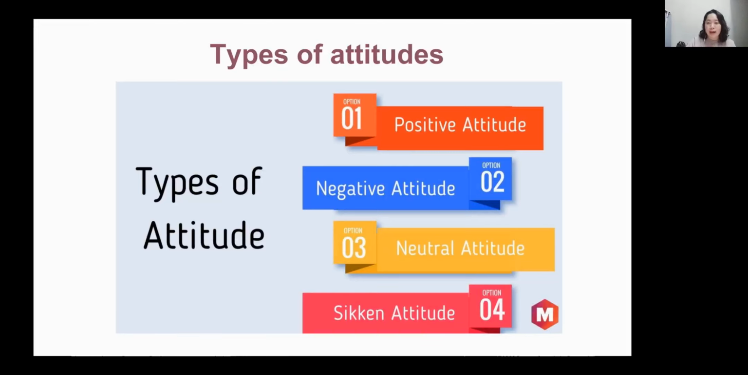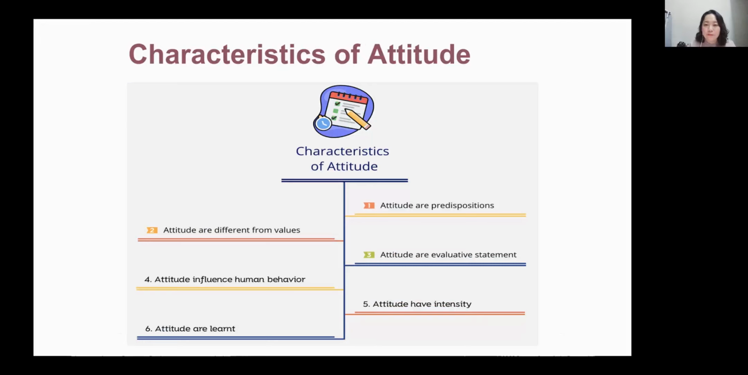Okay, now let's move on to the characteristics of attitude. The first one, attitudes are predispositions of purpose, interest or opinion of people to assess some objects in a favorable or an unfavorable manner. Next one, attitudes are different from values. Values are the ideal, whereas attitudes are narrow. They are our feelings.